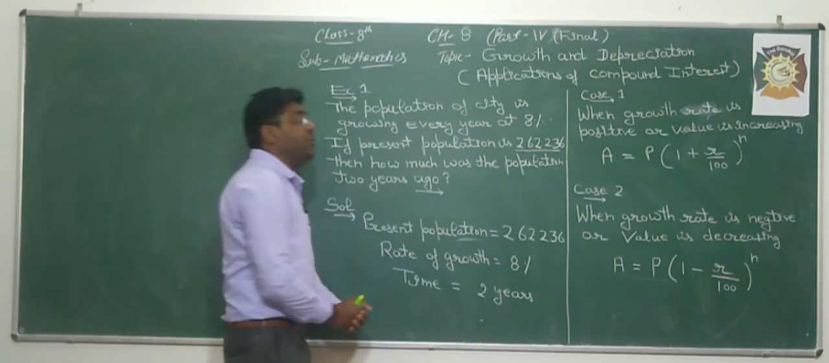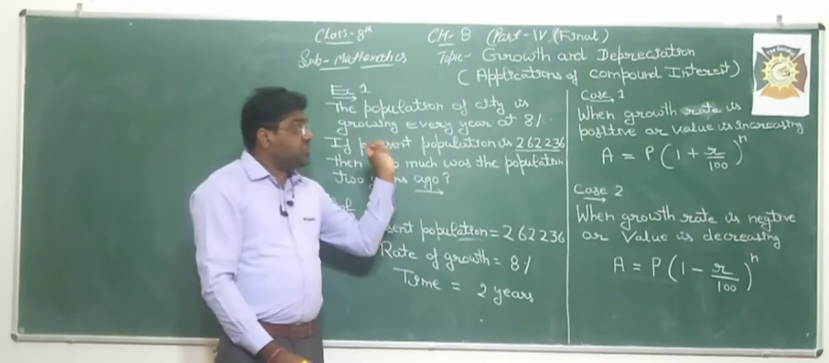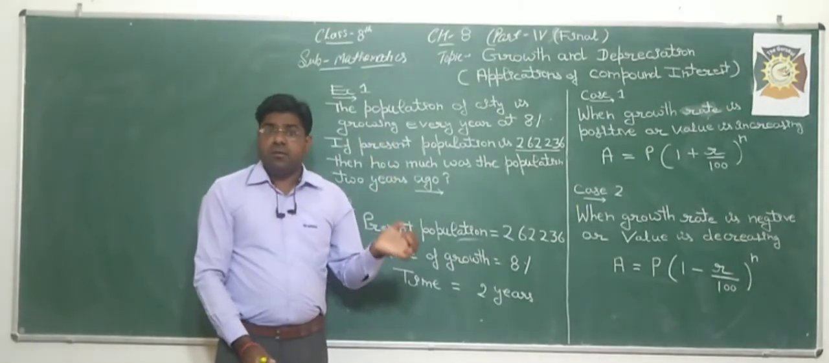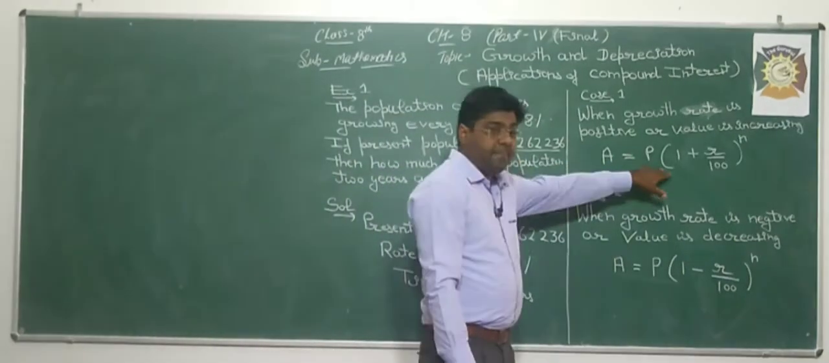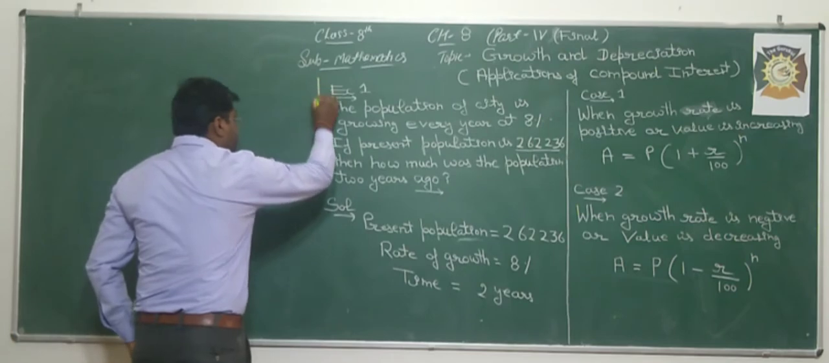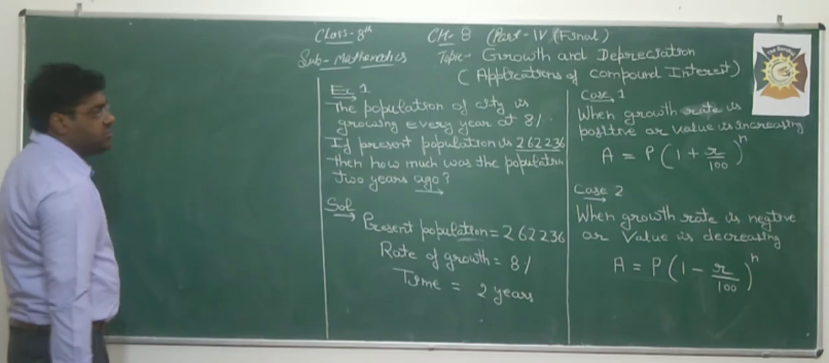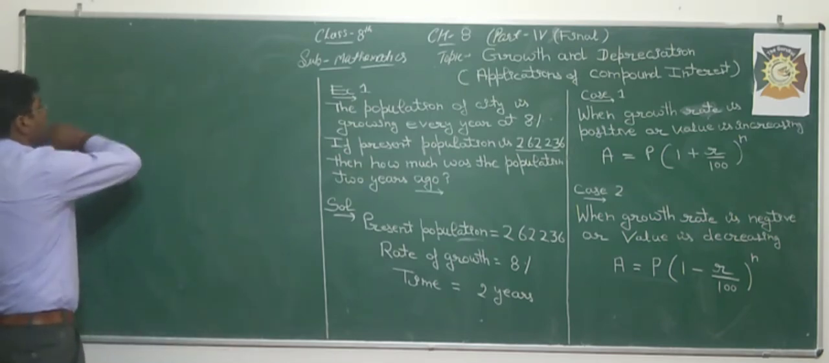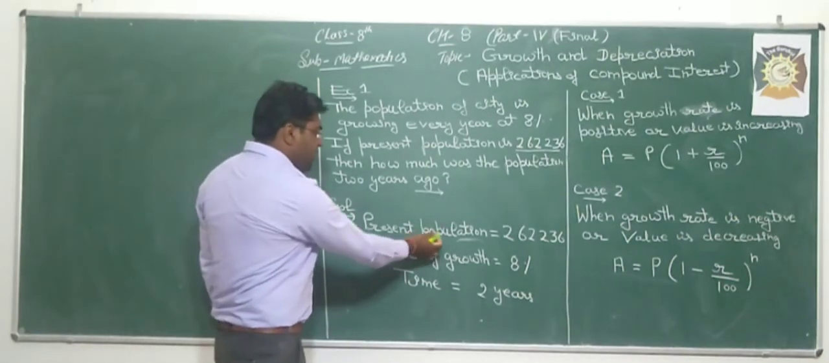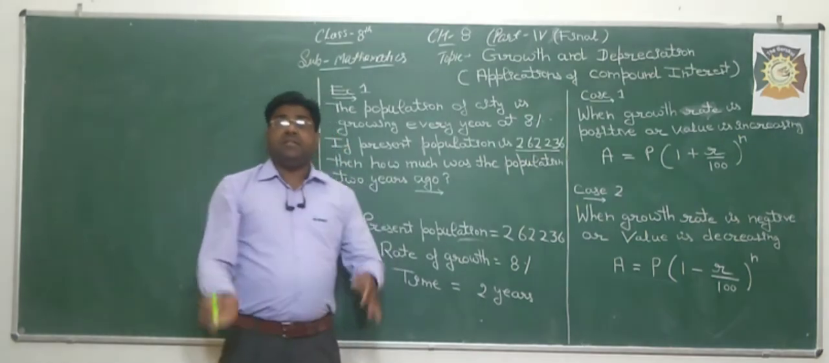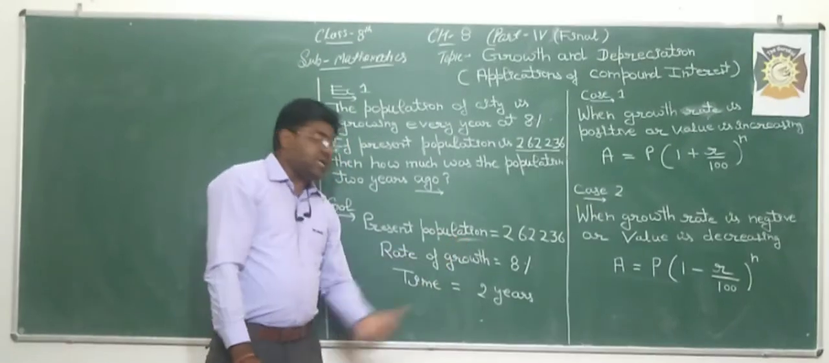Now it is important to know which formula we can use here, because it is growing, it is increasing, but the increased value is given. So we can use this formula. First of all, write down the formula, or simply we can write: this is the present population, because we have to find the population 2 years ago, which is the principal, and this is the amount.